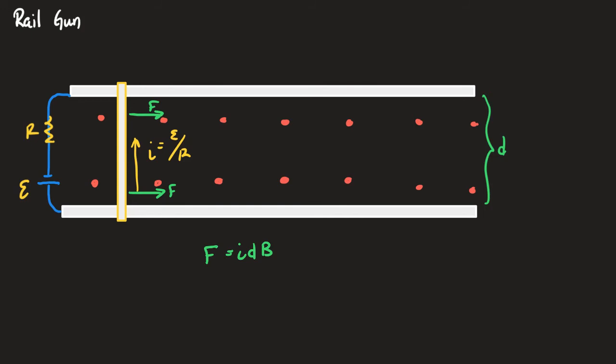We all good on that? Remember, it's IL cross B. L here is the separation between the rails. And then I probably should write this as EDB over R. We good there? E is not electric field. It's the electric potential. It's the EMF. So now we have the force in terms of given quantities.